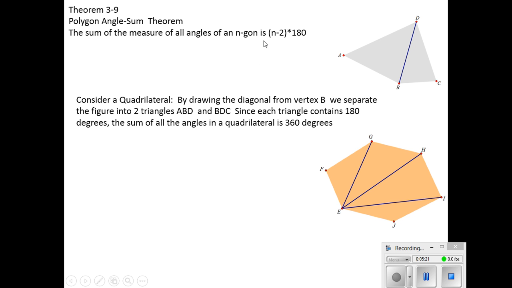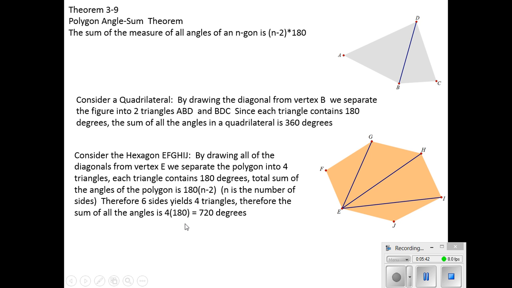So the number of triangles is going to be actually 2 less than the number of sides. Here, when we had a quadrilateral, we have 4 sides with 2 triangles. When we have a hexagon, we have 6 sides, we got 4 triangles. So it's the number of sides less 2 is the number of triangles, times the 180 for each triangle. So that's the total angle measure.